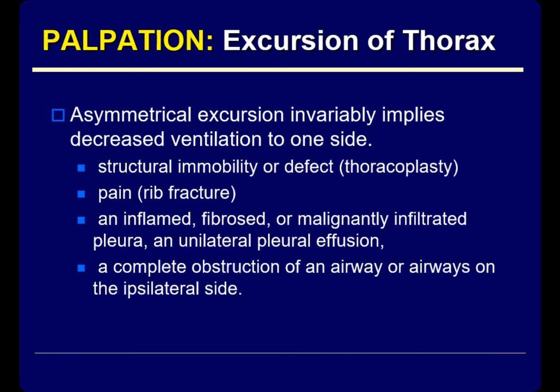Assessment of ventilatory excursion includes evaluation of the synchrony of expansion and the degree of chest expansion associated with a deep forceful inspiration from residual volume. Asymmetric expansion invariably implies decreased ventilation to one side, either associated with structural immobility or defect, or pain. Similarly, the problem may be caused by an inflamed, fibrosed, or malignantly infiltrated pleura, a large pleural effusion, or a complete obstruction of an airway or airways on the ipsilateral side.